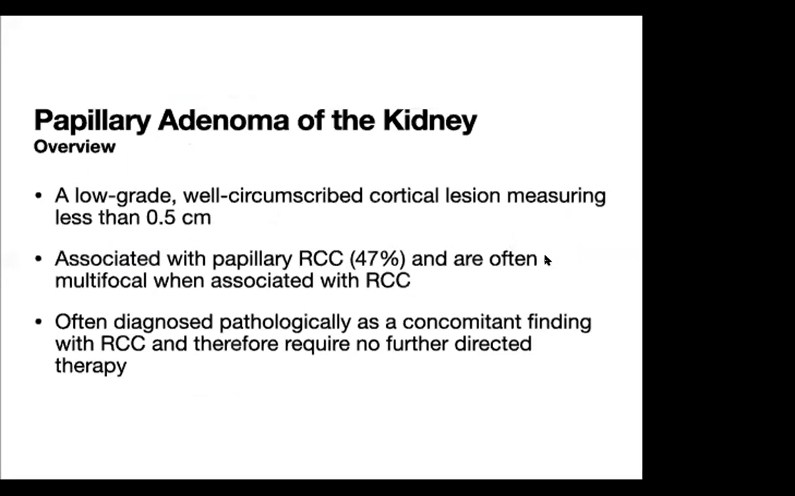Next, a benign renal tumor is the papillary adenoma of the kidney. It is a low-grade, well-circumscribed cortical lesion measuring less than 0.5 centimeters with an association with papillary RCC in 47% of cases, and is often found when associated with RCC. It is often diagnosed pathologically as a concomitant finding with RCC and therefore requires no further directed therapy.